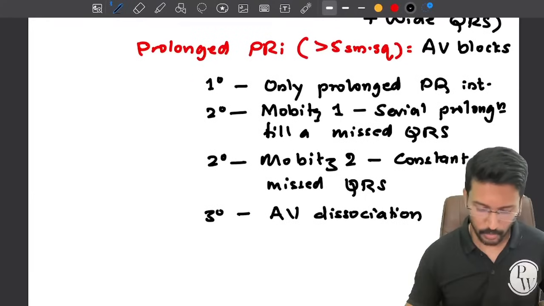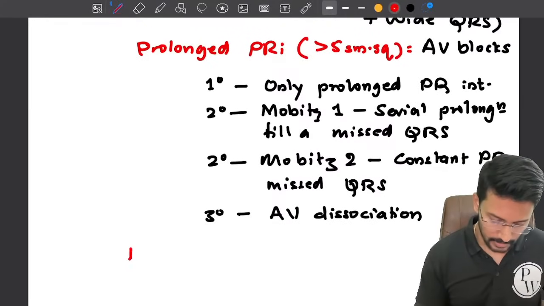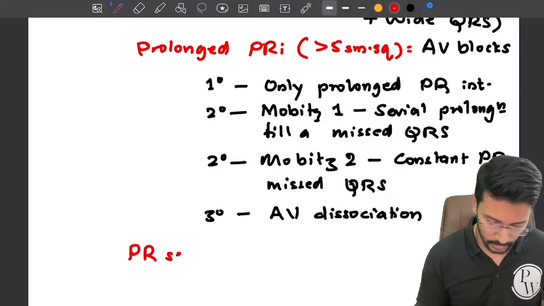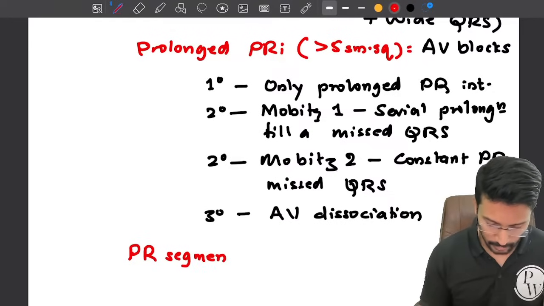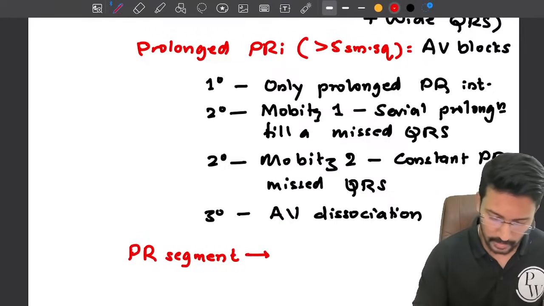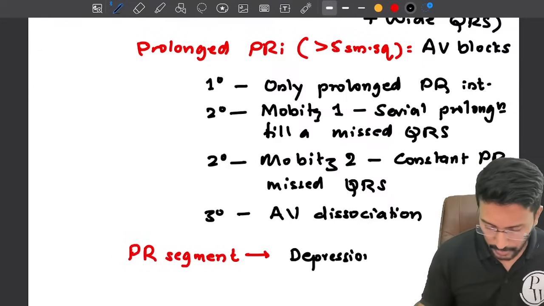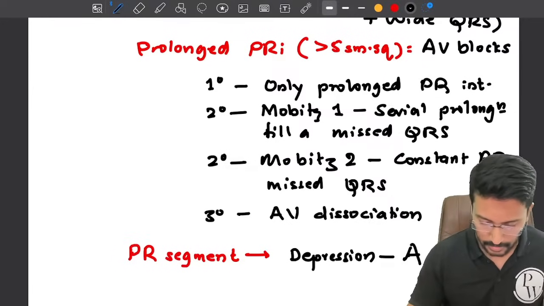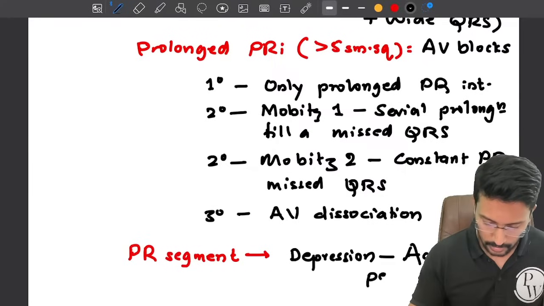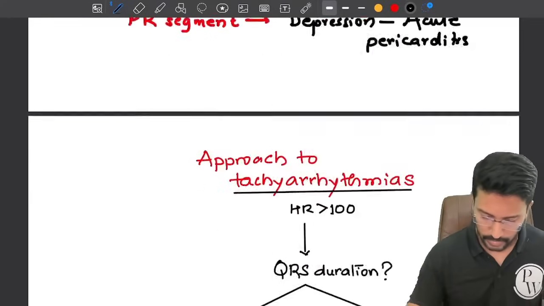Okay, so this is about your PR interval. Next is PR segment. Remember, interval contains a wave, segment does not contain a wave. PR segment gets depressed. PR segment depression is seen in only one condition, and that is acute pericarditis. Okay, in acute pericarditis, I have told you some important ECG changes.